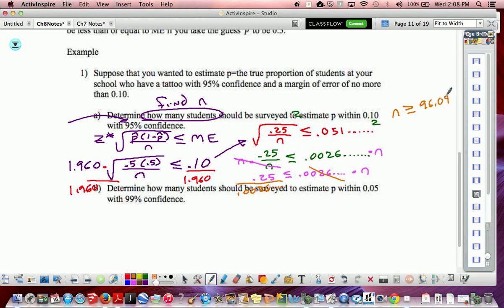So n has to be greater than 96.04. So how many students do I actually have to survey? Yes, 97. Because you actually have to go to the next number above it. It has to be greater than 96.04. 96 is not greater than 96.04.